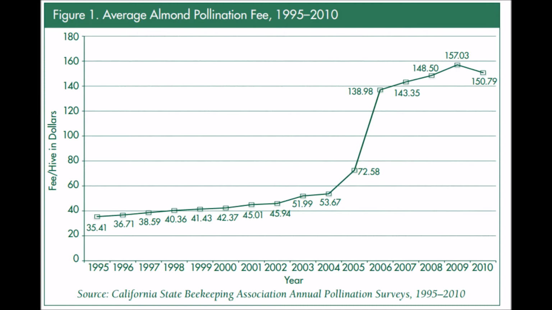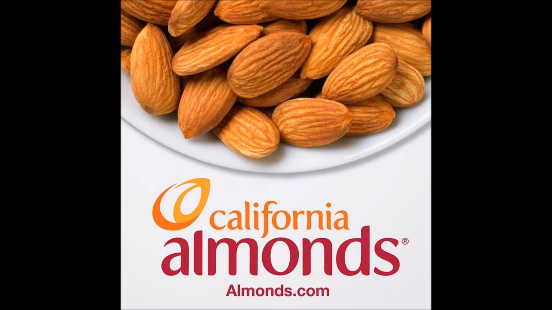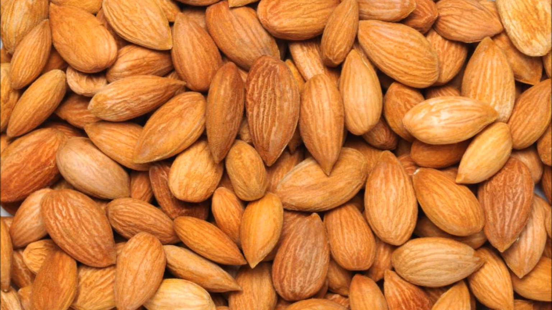Because of this, the cost of producing California almonds has increased by approximately $112 per acre annually. Pollination fees now account for about 20% of budgeted almond cultural costs per acre. The estimated annual cost increase of $83 million for almond production is directly due to colony collapse disorder.